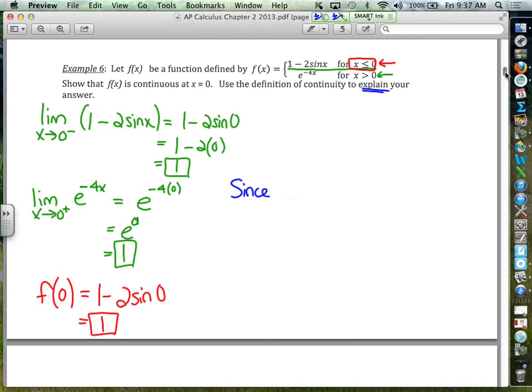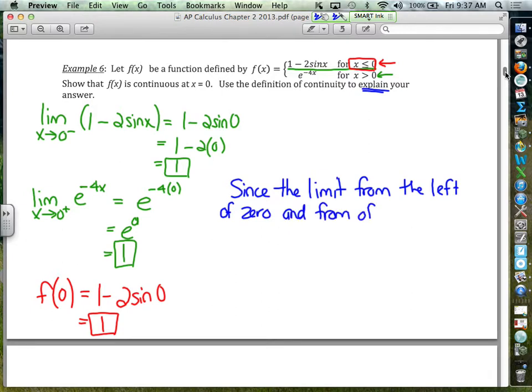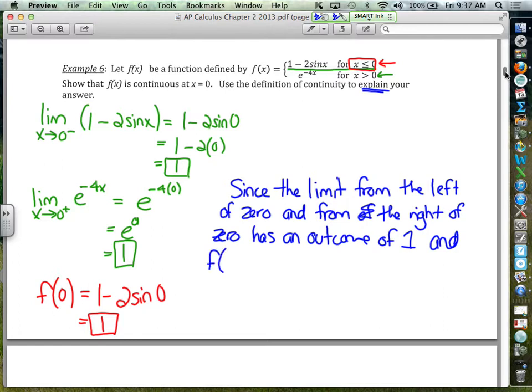Since, and you can use the same statement all the time, since the limit from the left of 0 and from the right of 0 has an outcome of 1, and f of 0 equals 1, f is continuous at x equals 0. So it's a bit wordy, but that's what you need to do to get points for that justification there.